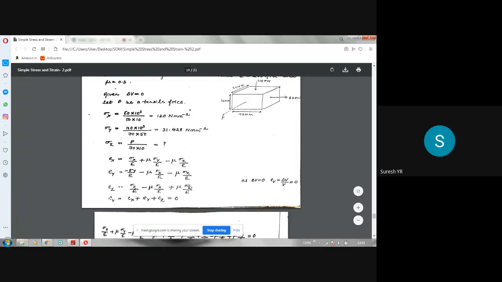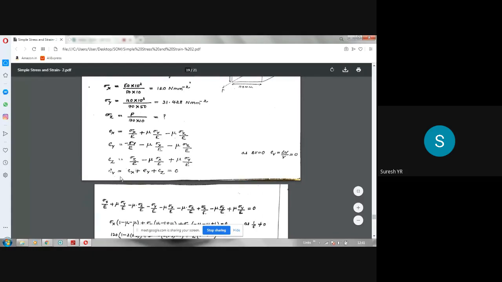Next, the sigma y term. Sigma y is negative in the y direction, therefore it should be positive in the z direction. So plus mu times sigma y by E. So these are the directions over which we are writing the strains.